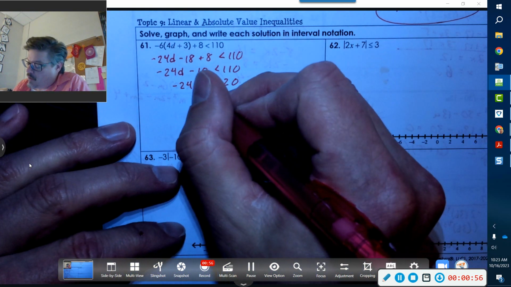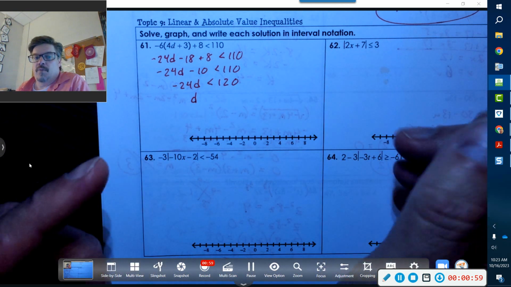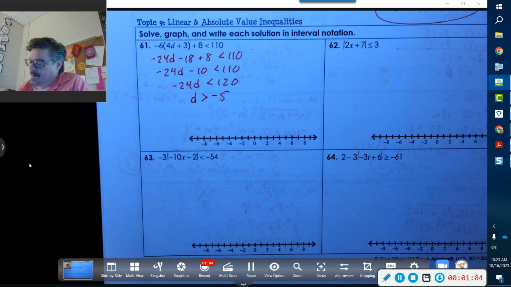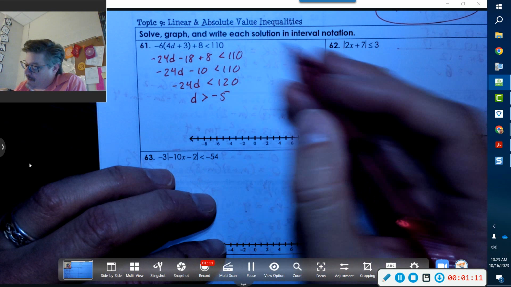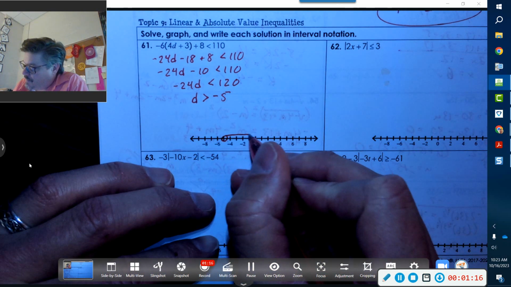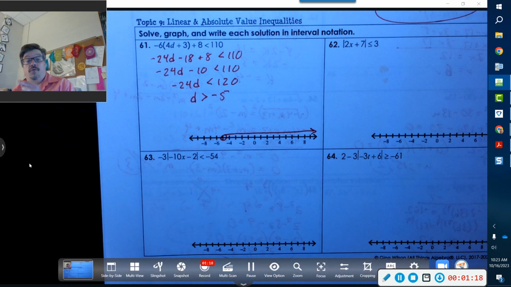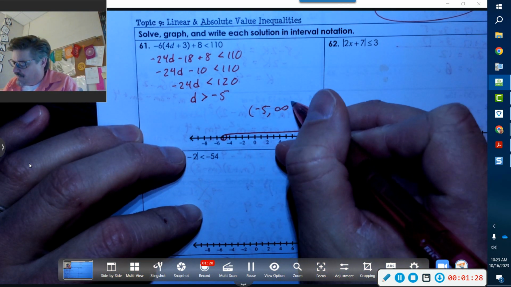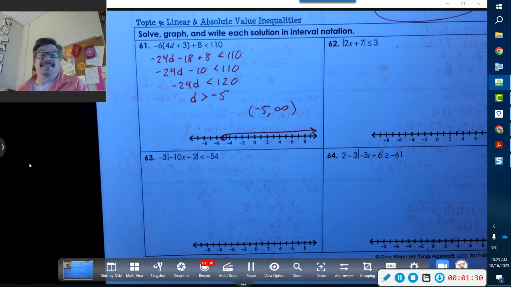Okay, so when I divide by a negative number, when you're dealing with inequalities, I change the direction of the sign. So that means that D is going to be greater than negative 5. I never had a bar to begin with, so negative 5 is right here. So I'm going to have an open circle, and I'm going to go greater than. That was pretty tricky. We could also say it's just from negative 5 all the way to infinity. This and this are the same thing.